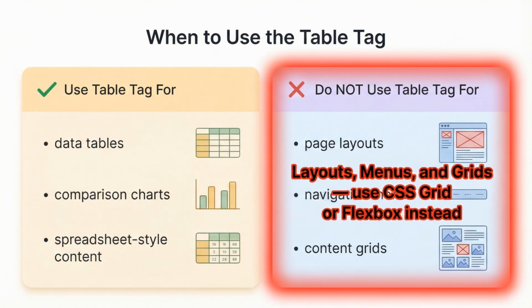For things like navigation menus, image grids, or page sections, the instructor strongly advises against using the table tag. It creates accessibility issues and makes responsive design much harder. Those use cases are better handled with CSS Grid or Flexbox, tools that are built exactly for layout. Table tags are for data, not design.